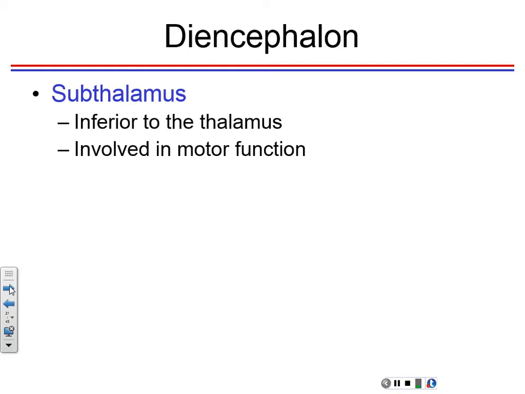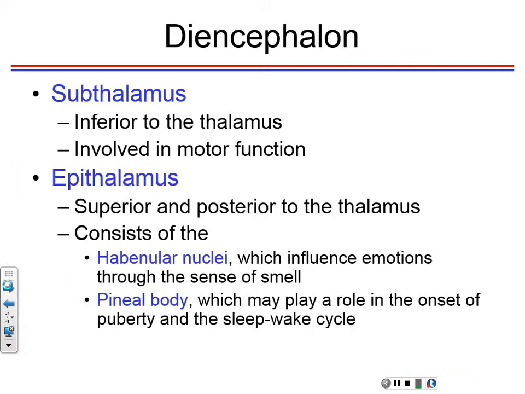All right, so the subthalamus, of course, is inferior to the thalamus. It's the first part that is just immediately inferior to the thalamus. And it's involved in motor function. It controls motor activity.